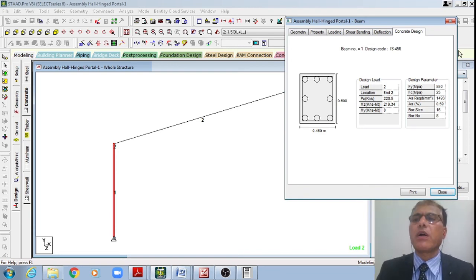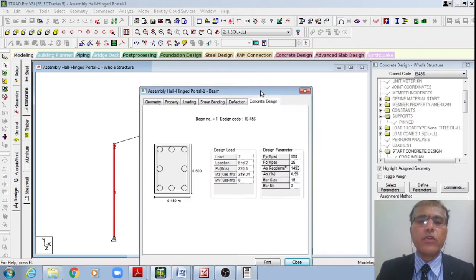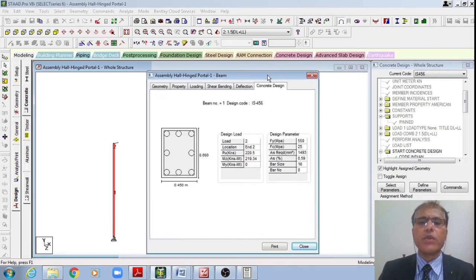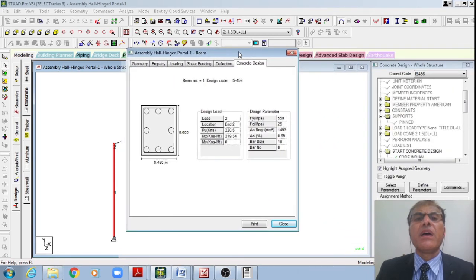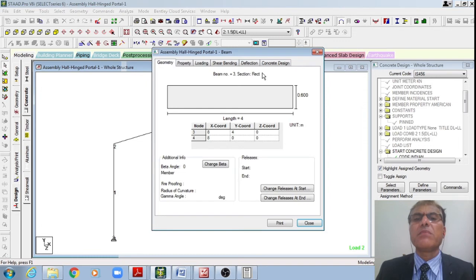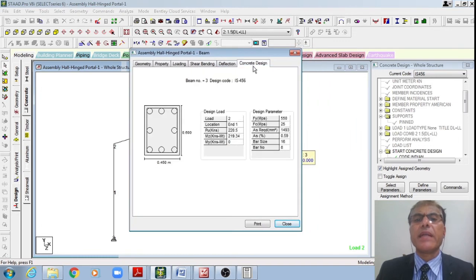I hope you understood the column design. I have not done that using manual calculation, student. I'm just doing that using STAAD, right? Even for the right side column also, the same design will be shown.